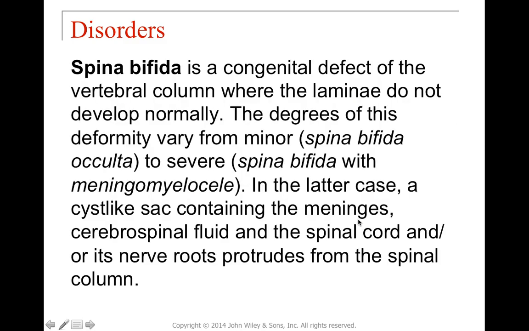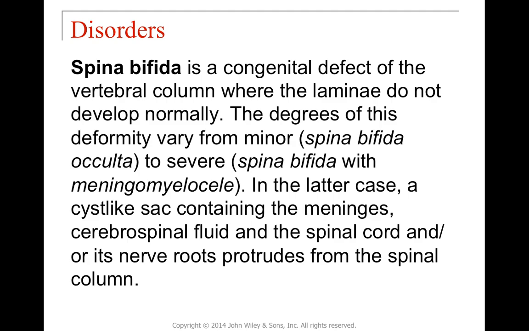Another disorder of the spinal column is something called spina bifida. And spina bifida can happen during development, it's a congenital defect, and it can happen if the lamina don't develop properly, and it can have various ranges of deformity. So we can have the minor deformity to very severe deformity.